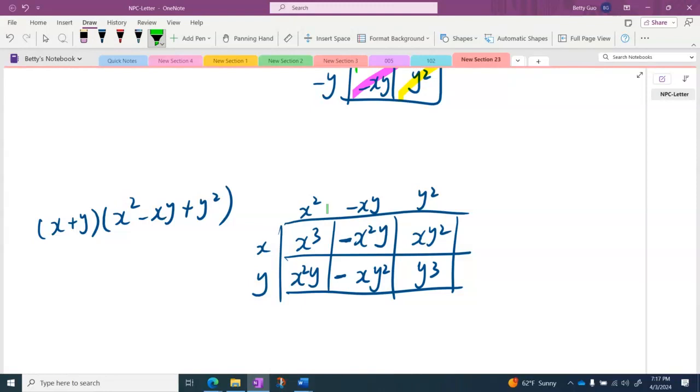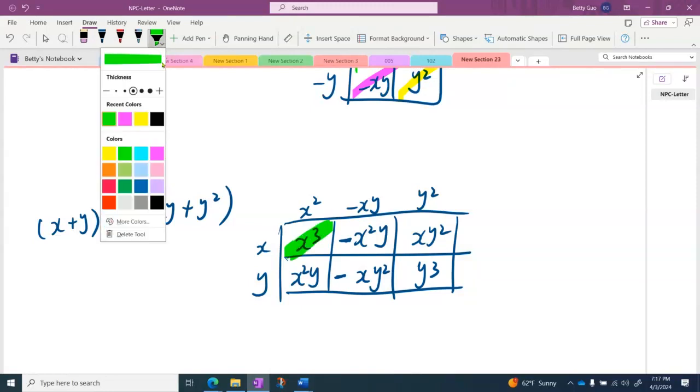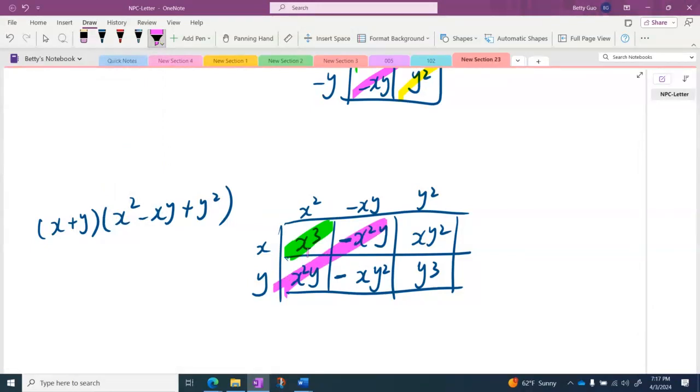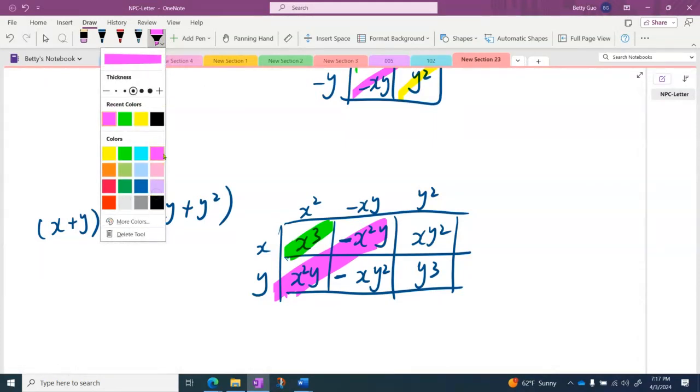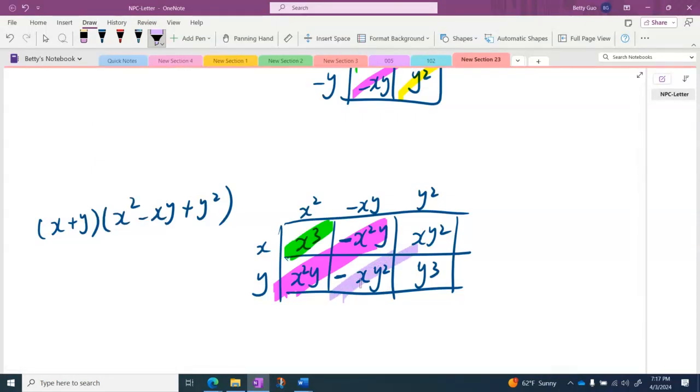Let me show you the color. Green, pink, purple, this time purple, and yellow. The result has x cubed from the green.